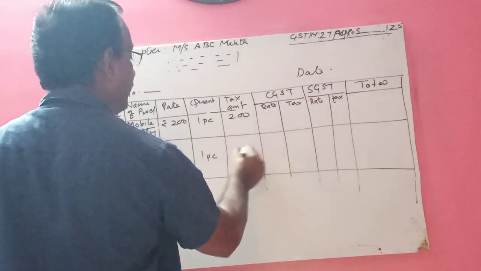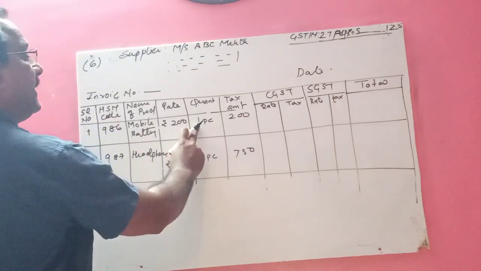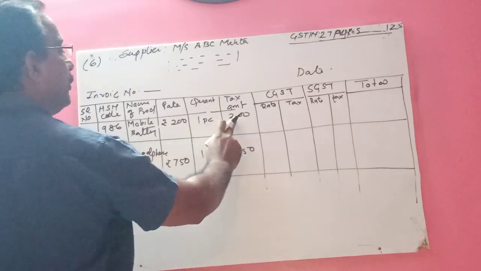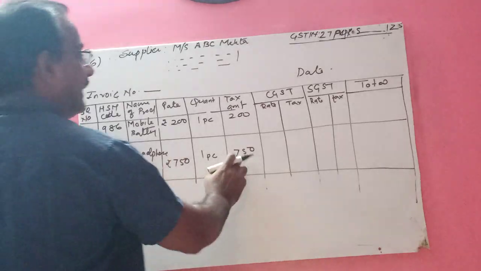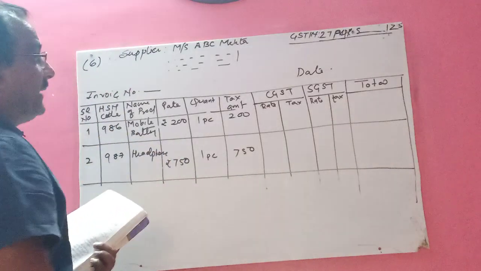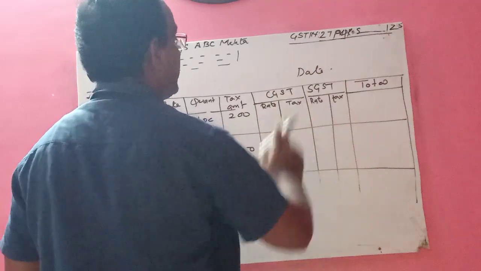Similarly here also 750, 1 piece. Suppose there are 2 pieces, so 200 into 2 you will get 400. If this is 5 pieces, so 750 into 5, that amount you will write here. After that it is written CGST and SGST.